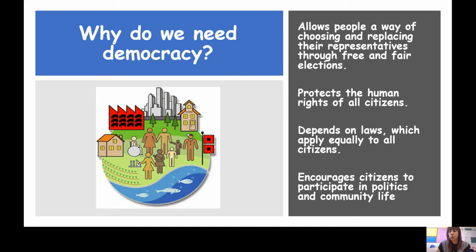It depends on laws which apply equally to all citizens, so we all follow the rule of law to make sure that we live safely and in harmony with one another. And it also encourages citizens to participate in politics and community life. If we didn't have democracy, then people wouldn't have much of a say in how things were run, and therefore there might be a lot of problems along the way with people not being happy with how things have turned out and perhaps not having as much say as they should.